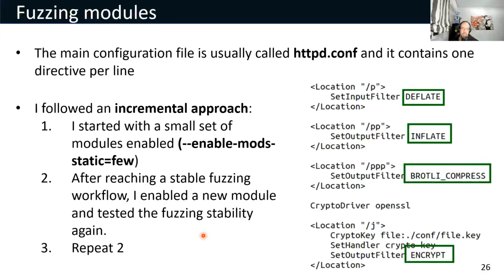And now I will show my approach for fuzzing Apache modules. What I did was to use an incremental approach where I started with a small set of modules enabled. Then I tried to progressively include new modules in the configuration file and tested the stability again. Following, I repeat this process until all the modules are enabled, and then I suppose that the fuzzing process is stable.